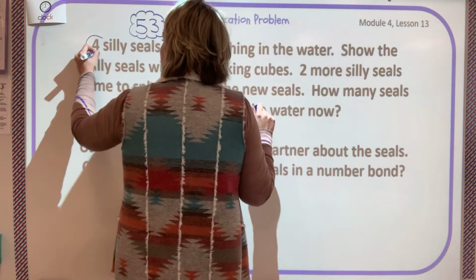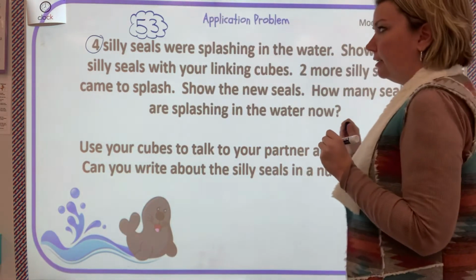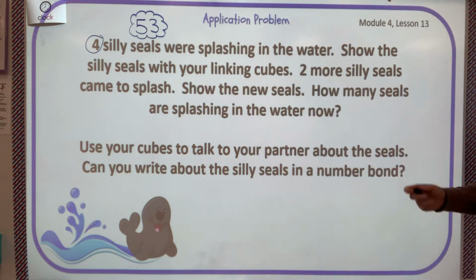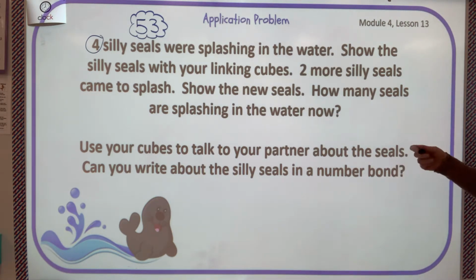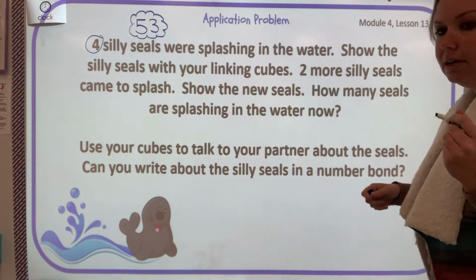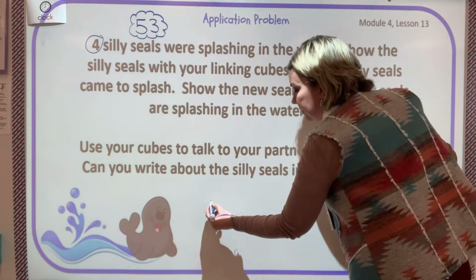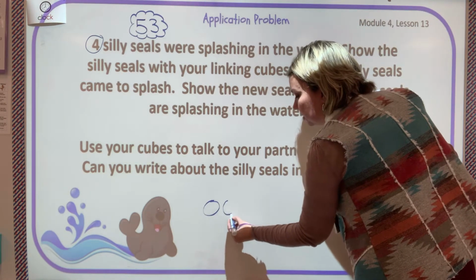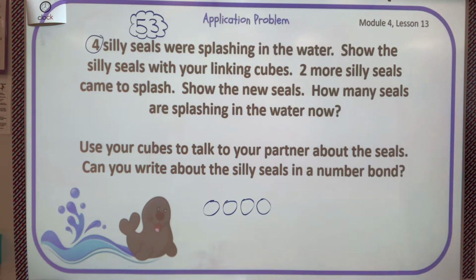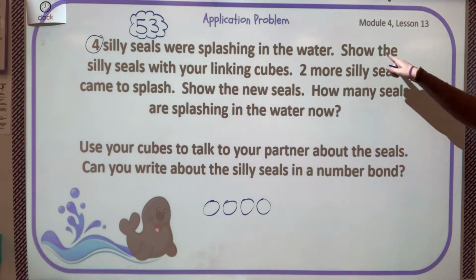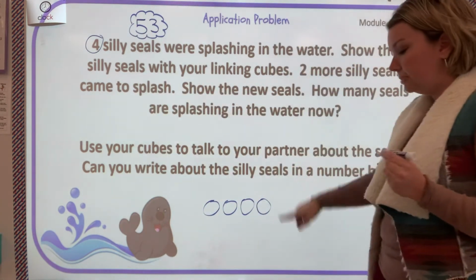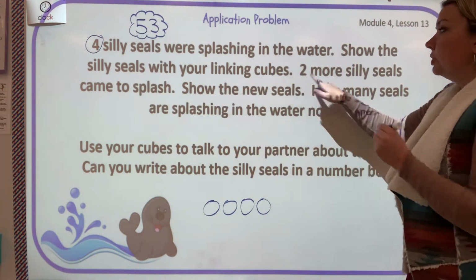I want to circle the number 4 so I don't forget. 4 silly seals were splashing in the water. Well, I don't know how to draw a seal, so I'm going to draw a circle to help me. Adeline, are you drawing? Make sure you're drawing, honey. Let's draw the 4 silly seals. 1, 2, 3, 4. So, and then it even tells me, show the silly seals with your linking cubes. I just drew it.